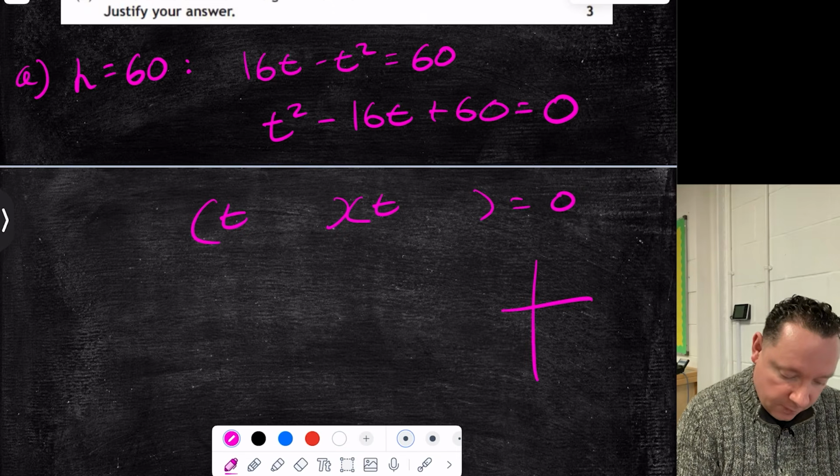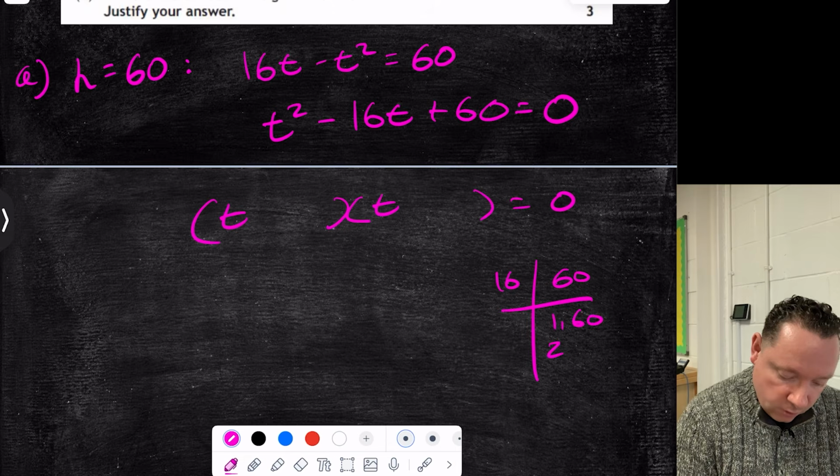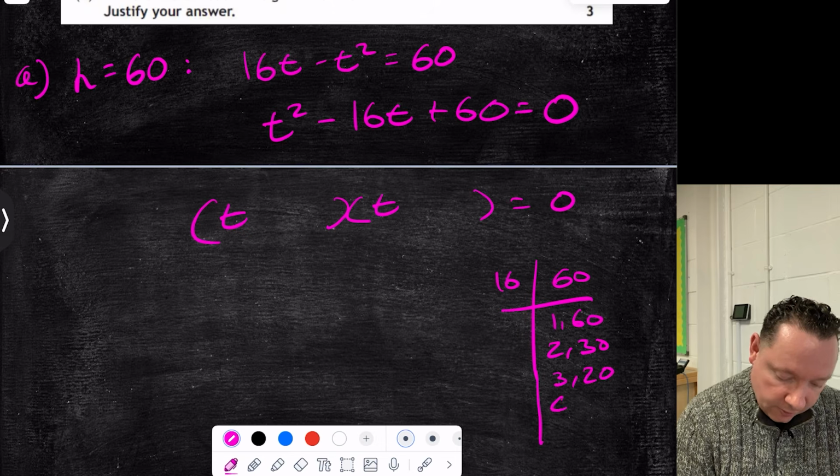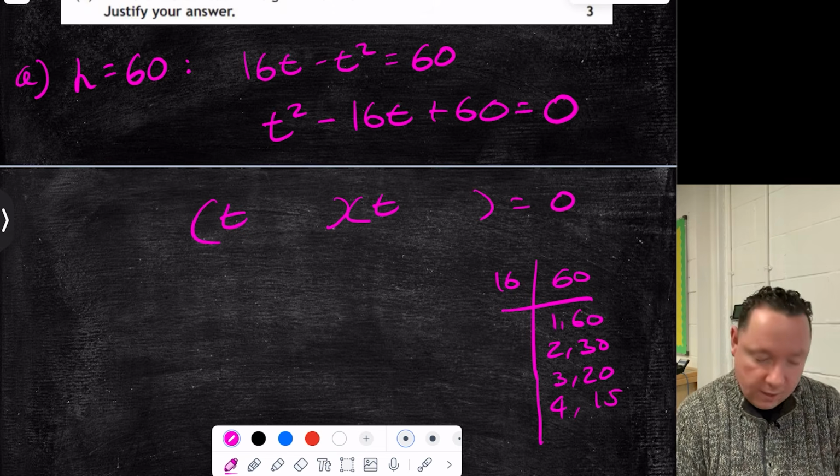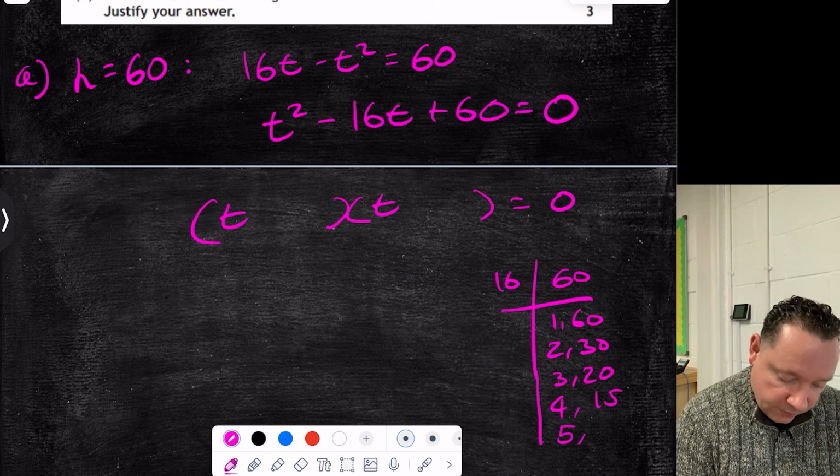So I can make a little table with 16 and 60. So 1 and 60, that doesn't work. 2 and 30, that doesn't give me 16. 3 and 20, that doesn't give me 16. 4 and 15, well, that doesn't give me 16. Eventually you'll get to 5 and 12. 5 times 12 is 60, but 5 plus 12 doesn't work either.